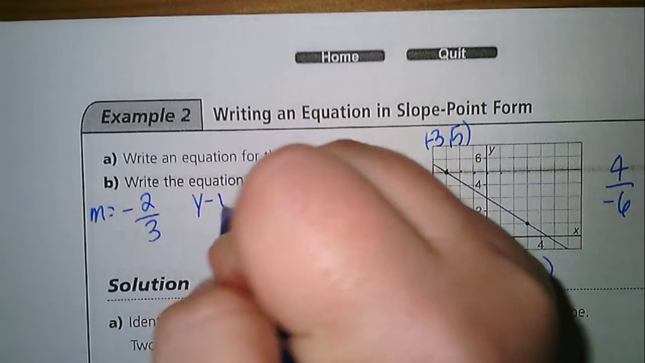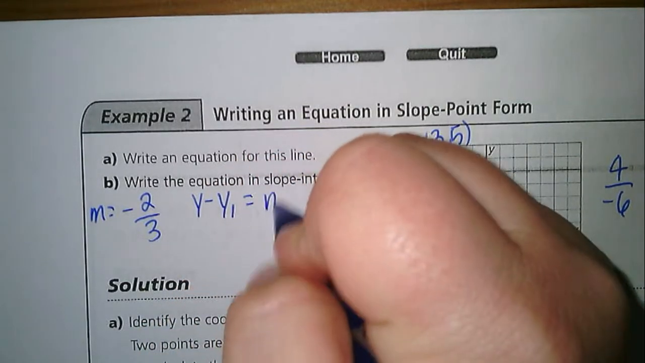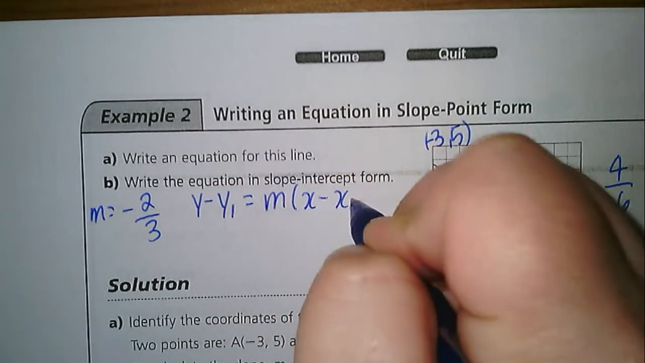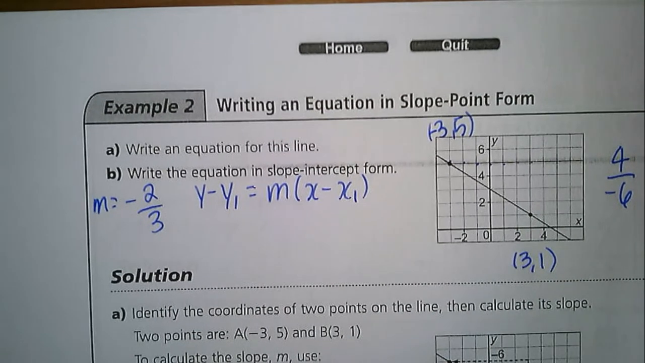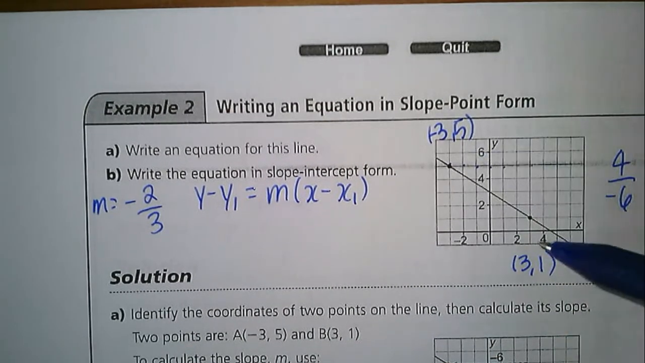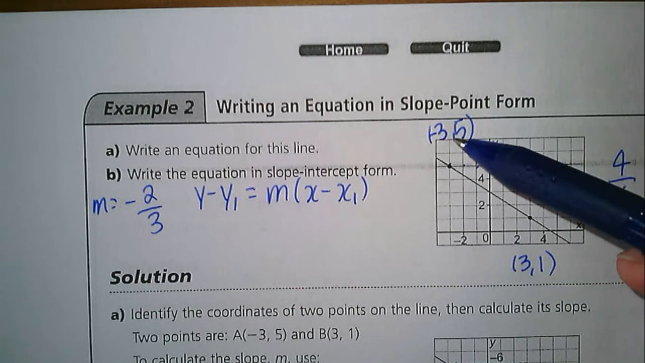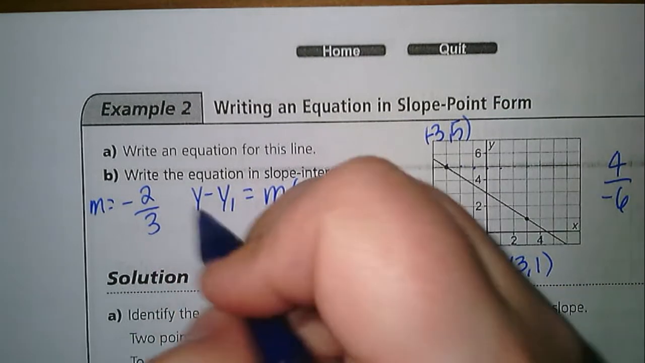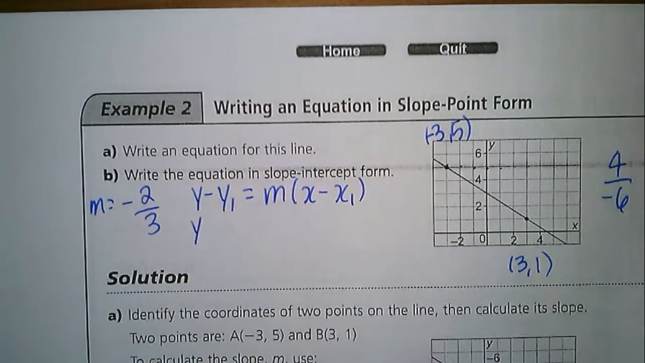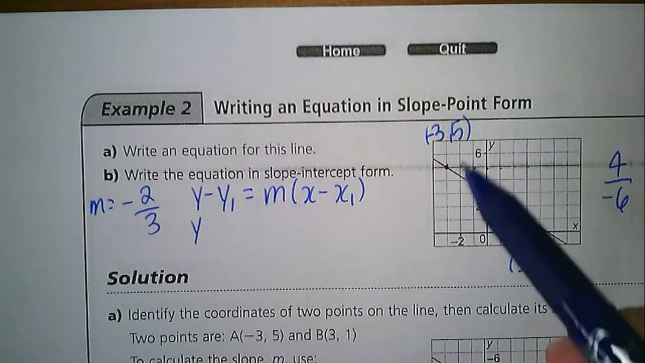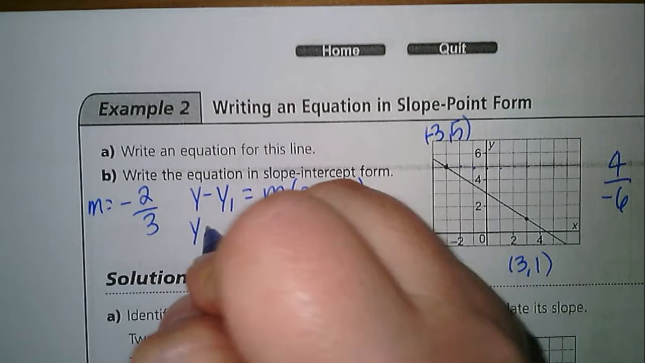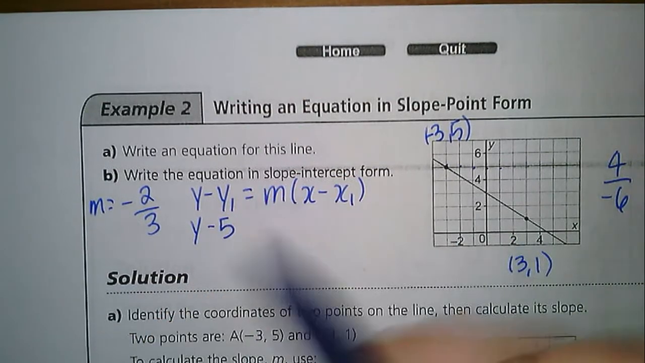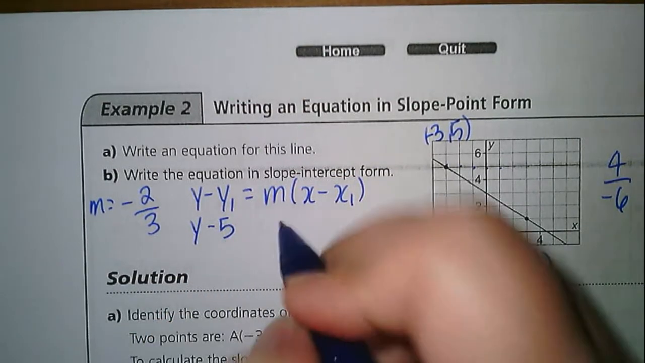So remember, y minus y1 equals m(x minus x1). Okay, so that's the general formula I'm going to use, and I will show you how to do it with both of these points. So if I use these top 2 points as my numbers, that means I have y. Now the 5 is my y value, and it's a positive 5, so I just go y minus 5, because I'm not going to change the sign on this at all.